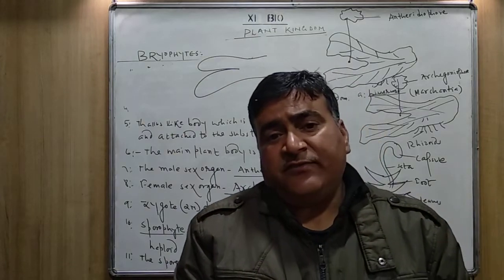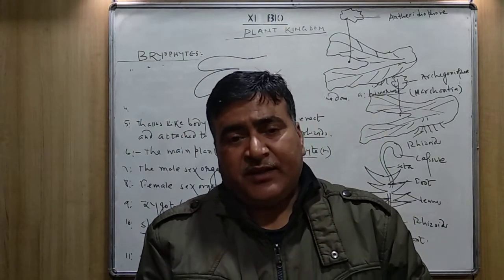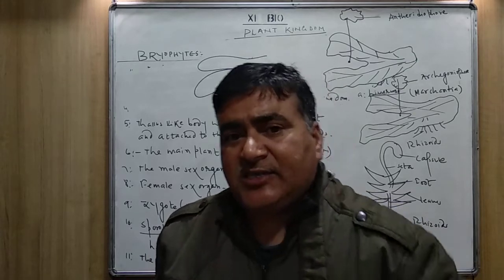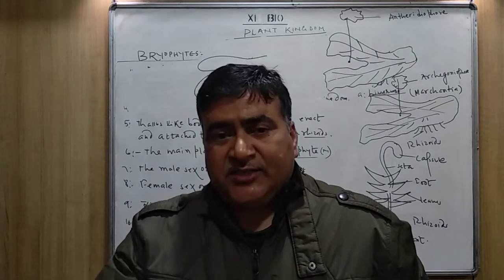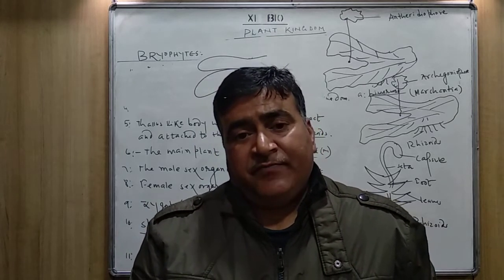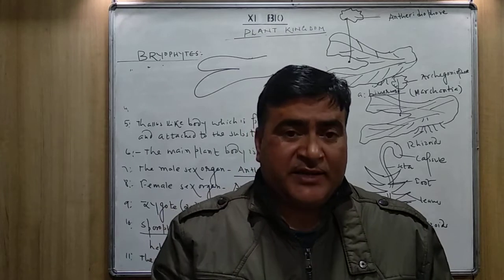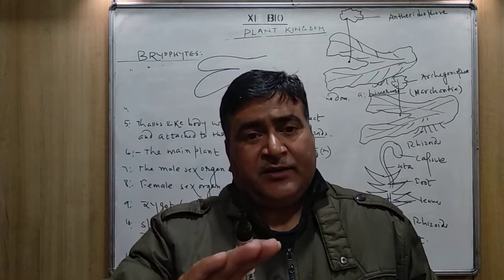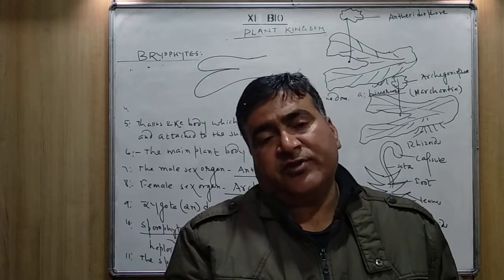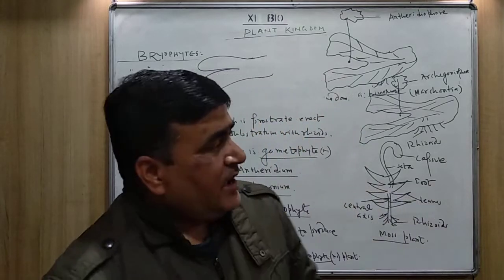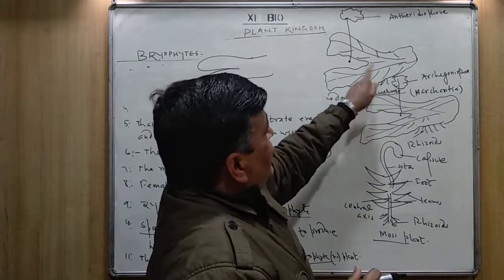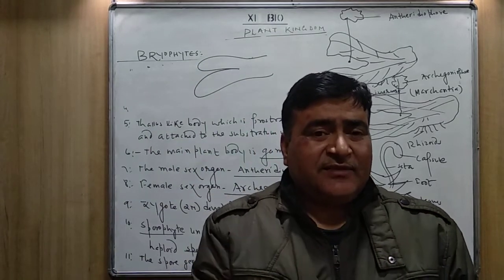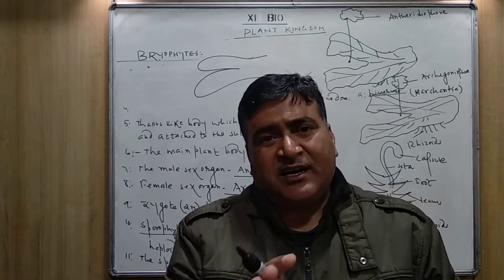So this is the thallus, and the thallus is generally dorsiventral. Dorsiventral means the thallus has two surfaces, the dorsal and ventral. Like your back is the dorsal surface and your front is the ventral surface. The same in the thallus of Marchantia, or you can say liverwort, it has two surfaces, dorsal and ventral, and that's why it is known as dorsiventral. In bryophytes, the true roots, stems and leaves are absent.